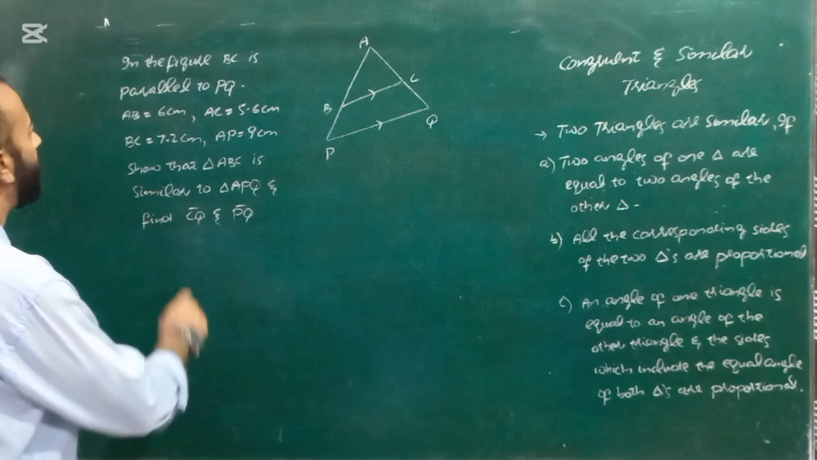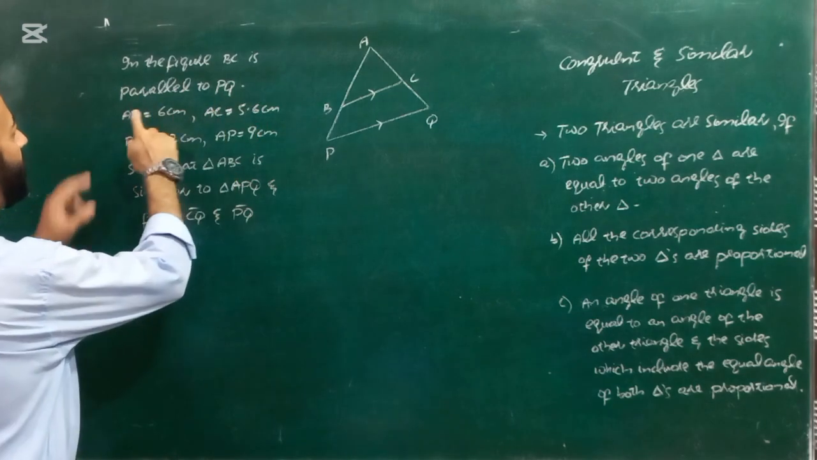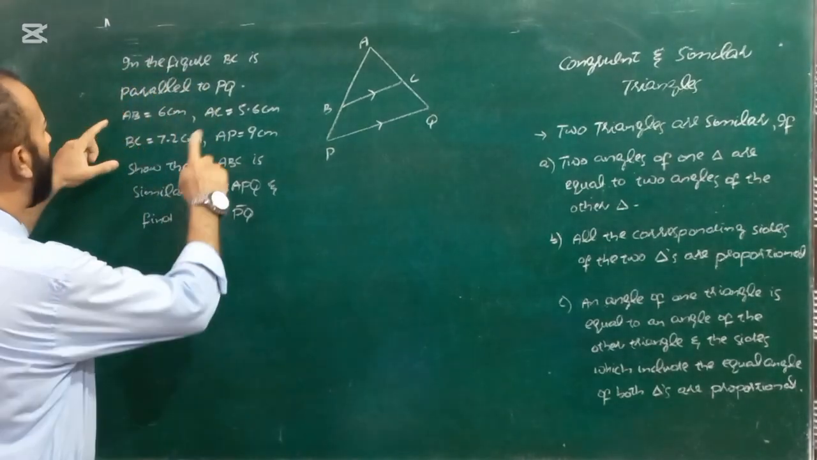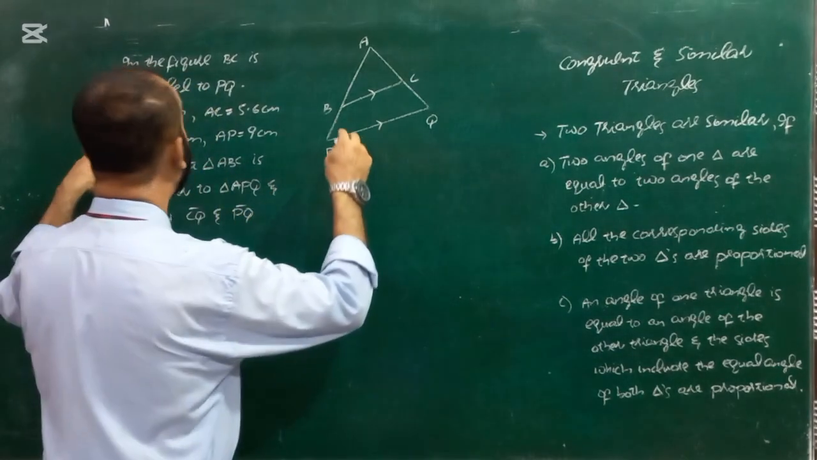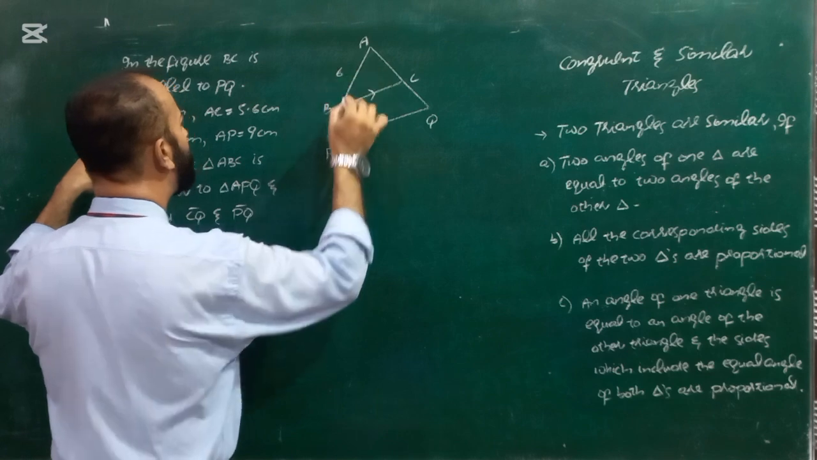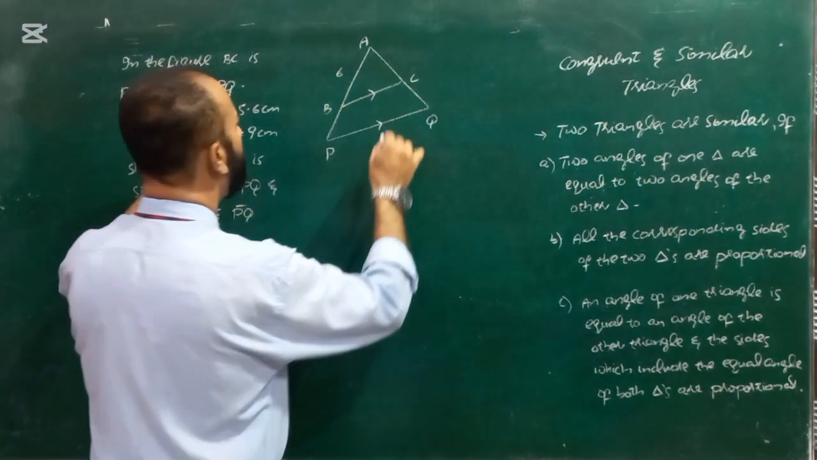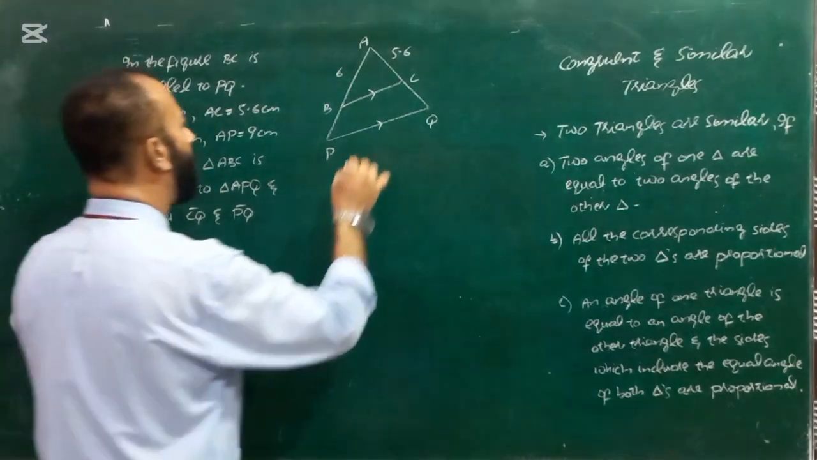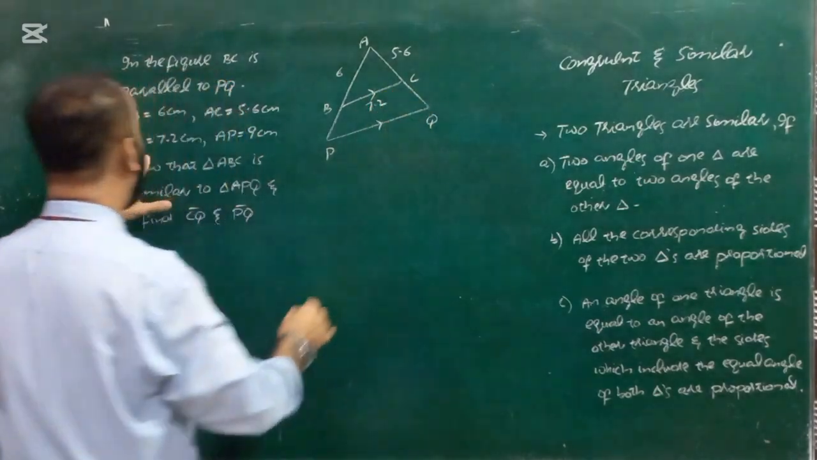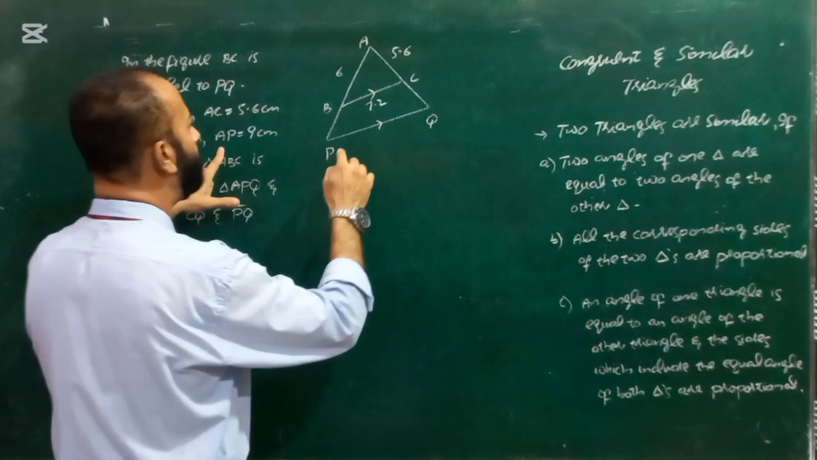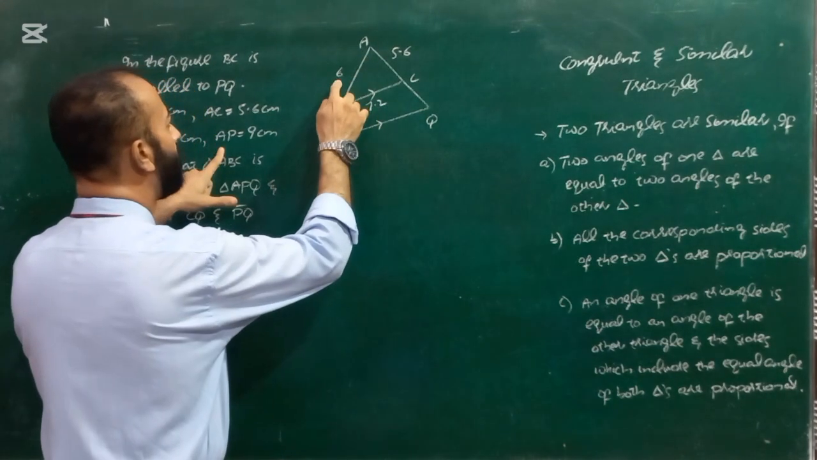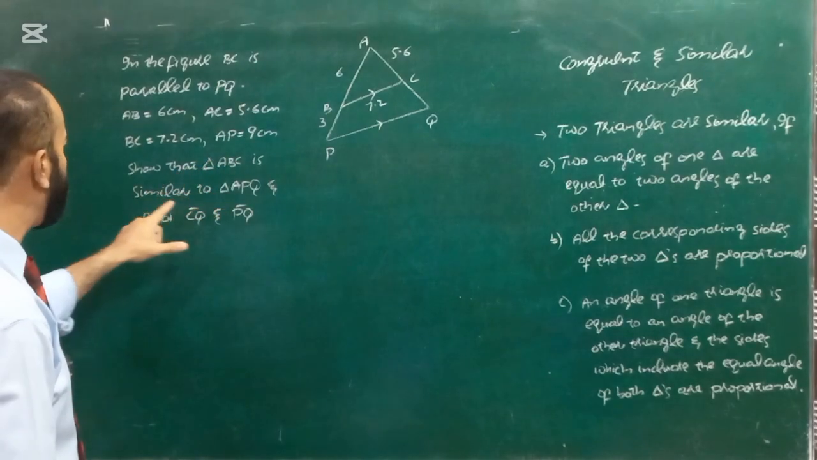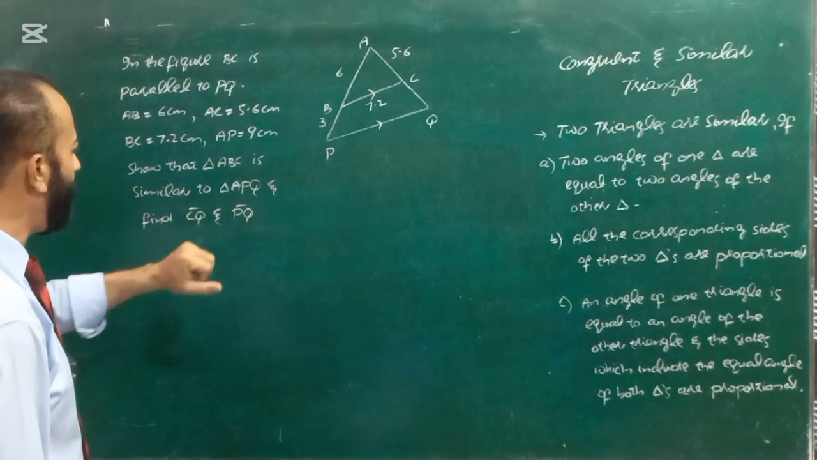Here is a question. The statement is in the figure BC is parallel to PQ. So BC is parallel to PQ. AB is 6 centimeter. So this side is given 6. AC 5.6. BC 7.2 and AP 9. AP full 9. So if this is 6, so this will be 3. Okay, show that triangle ABC is similar to triangle APQ.